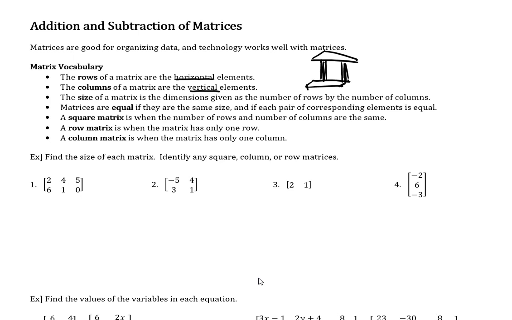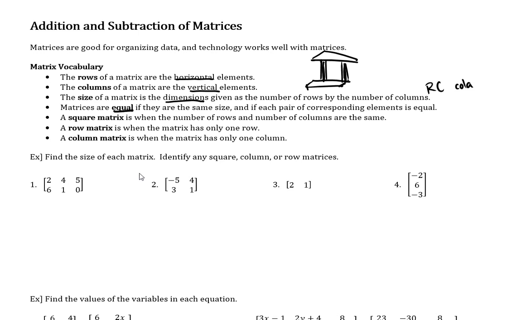The size of a matrix is the dimensions given as the number of rows by the number of columns. So the size always goes by rows and then columns. I think of RC Cola for some reason. So rows and then columns. I don't know if that soda exists anymore, but if it does, maybe give it a shot. So RC Cola, rows and then columns.